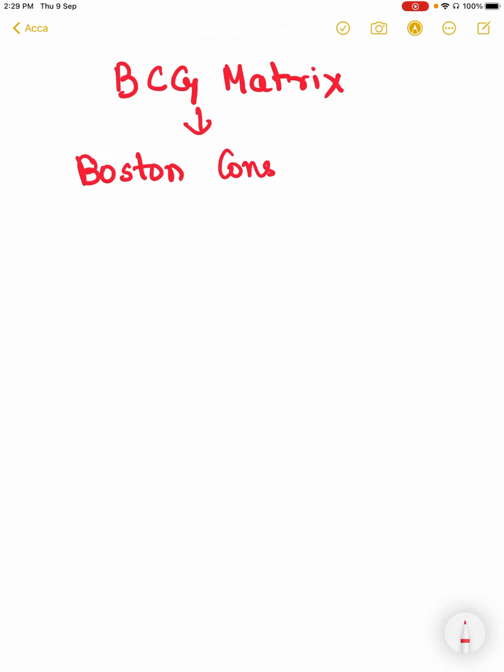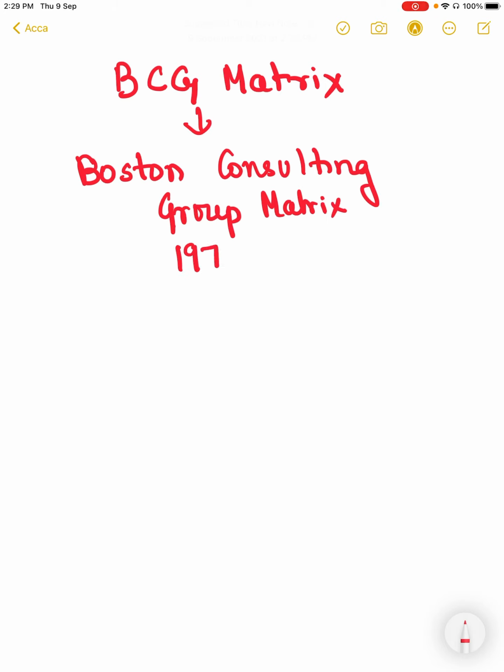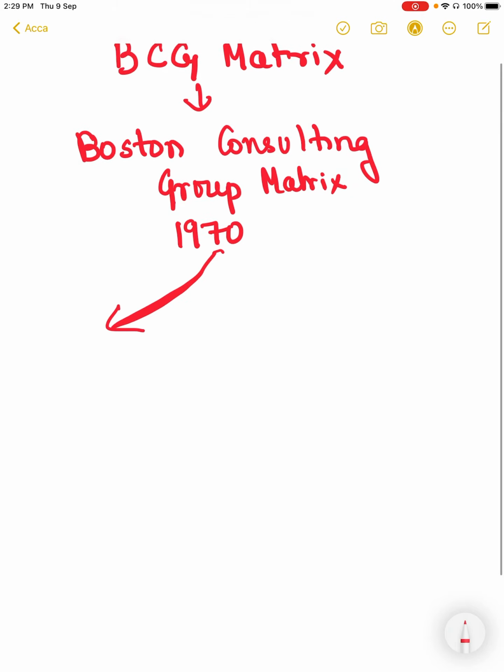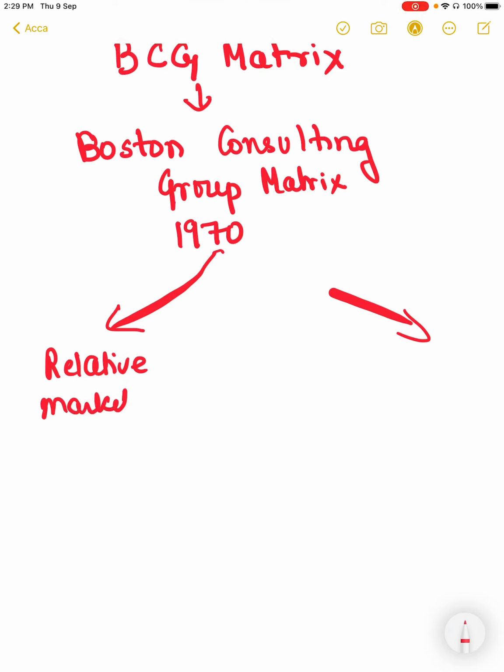Today's video is about BCG Matrix, which is better known as Boston Consulting Group Matrix, 1970. It has two factors, relative market share and market growth.